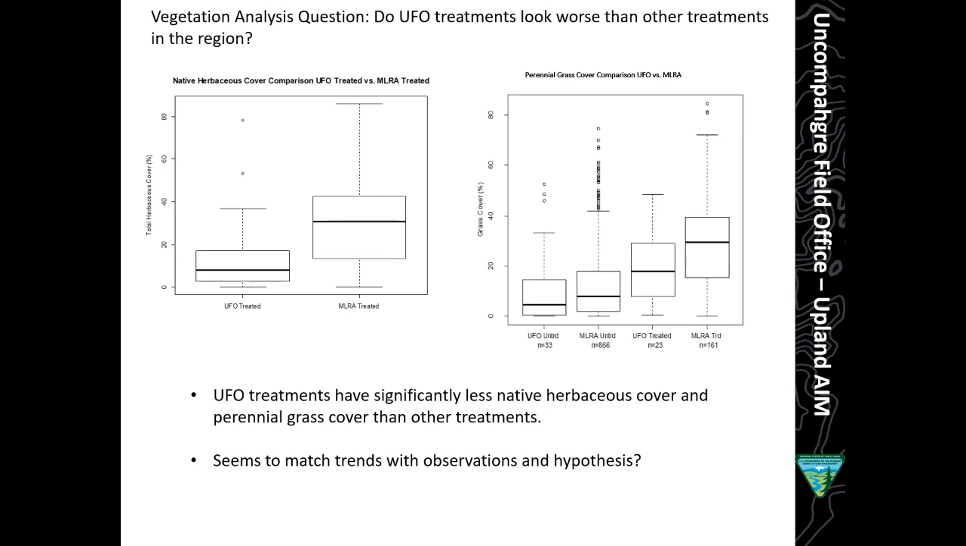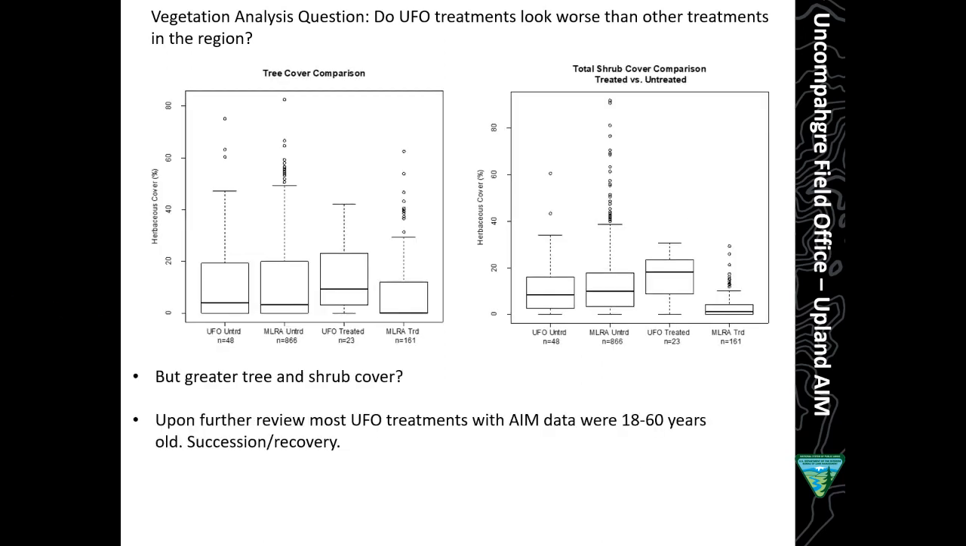So there we go. Then we started looking at the woody species stuff and things that happen longer term. And we started seeing that the UFO treated areas have substantially better shrub cover and tree cover, both those figures depict there, compared to treatments in the MLRA. So we started questioning, but wait a minute, that doesn't seem to line up with our hypothesis or what we've seen on the ground.